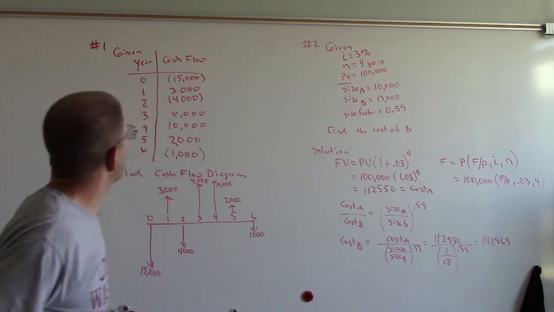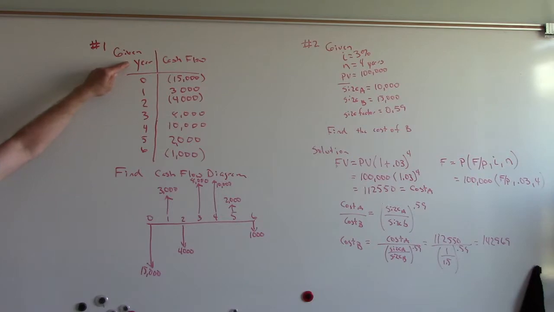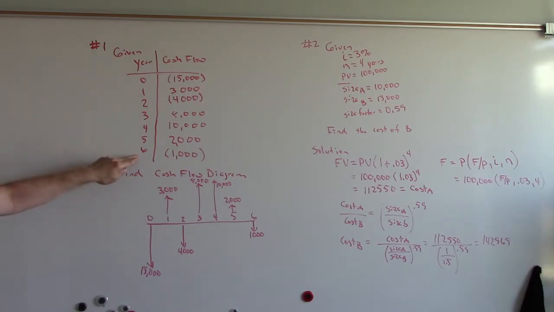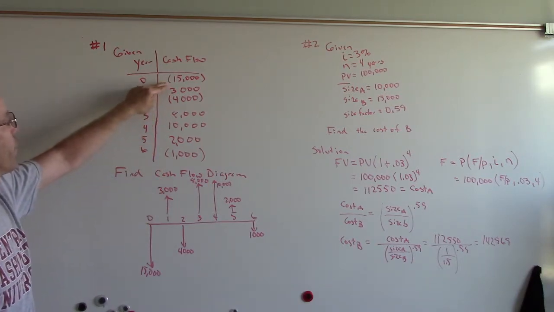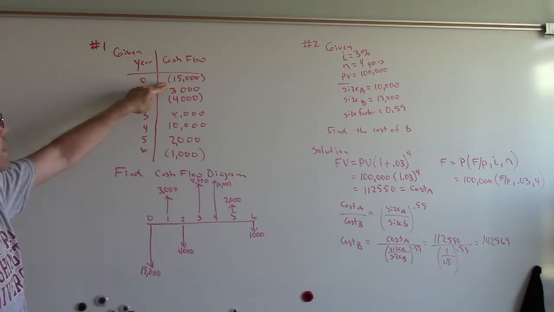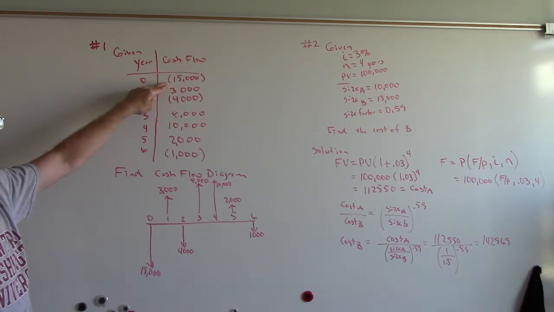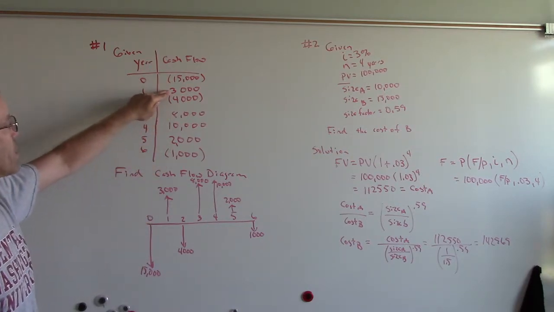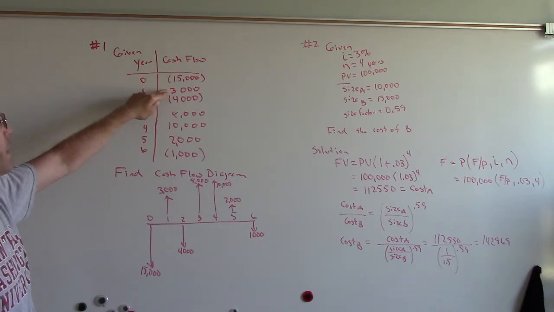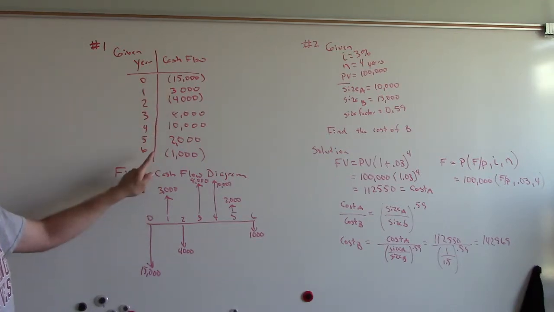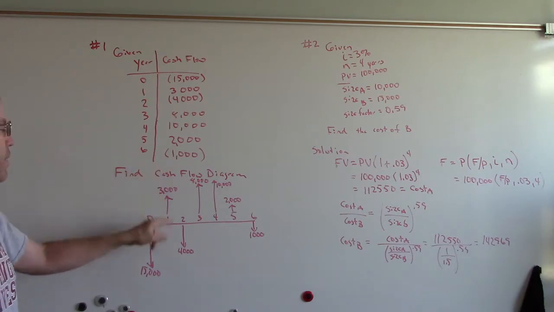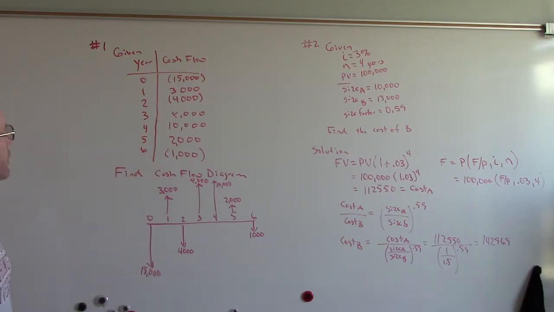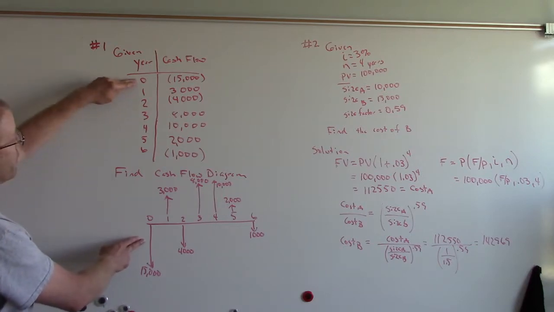So on problem number 1, we're given a cash flow table which indicates the cash flow from year 0 through year 6. Keep in mind that if the cash flow is in parentheses, it is indicating a negative cash flow and therefore will be pointing south. If it is a positive cash flow, it will not be included in parentheses and therefore it will be represented as an upward vector.